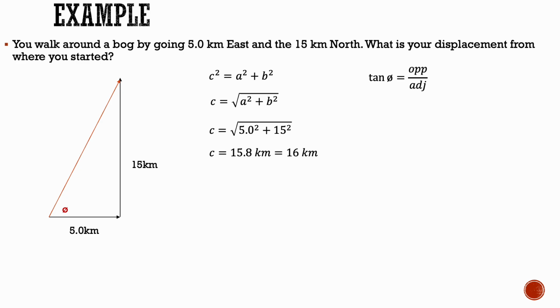We then want our angle on its own, so we have theta is arctan of 15/5, which gives us 72 degrees. Now we have to reference that still. That 72 degrees, if we look at our diagram, is measuring off of our east line, and it's going to the north of that. So we say that 16 kilometers, 72 degrees north of east.